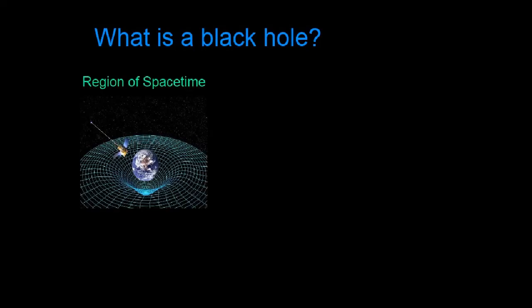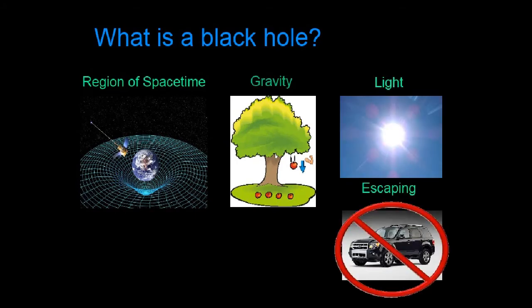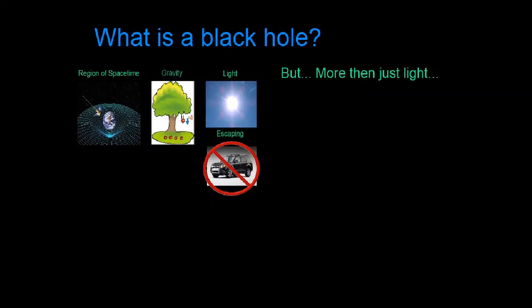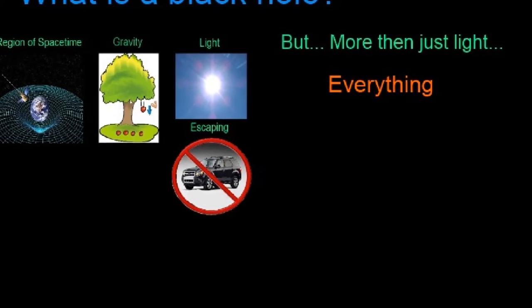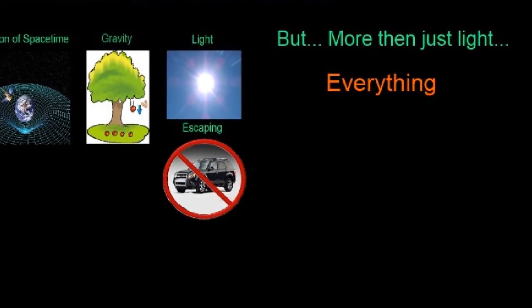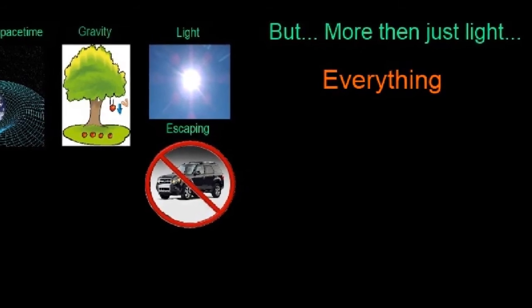What is a black hole? Well, it's a region of space-time at which gravity is so strong that it prevents light from escaping. It's not just light that is prevented from escaping. There are other objects out there, such as meteoroids, stars, dwarf planets, and planets, that are also prevented from escaping, and this is due to the strong gravity force located at the center of the black hole.